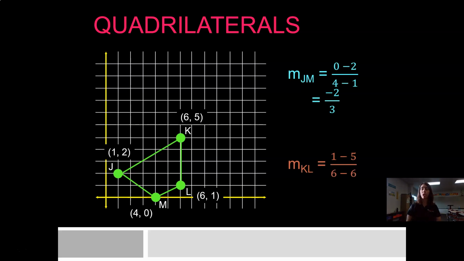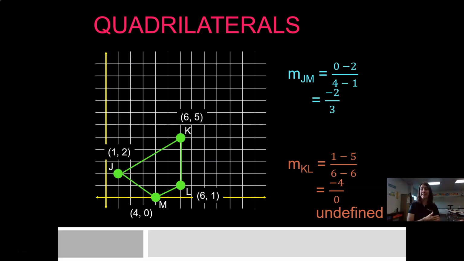Well, now let's check the slope on the right-hand side of the picture. Again, I went from bottom to top as I filled in my numbers. The y's that I have are 1 and 5, and the x's that I have are 6 and 6. When I subtract, I have negative 4 over 0. Well, that's odd because I'm not supposed to have a 0 in the denominator in math. That was called our undefined fraction. Well, is an undefined slope the same thing as a negative 2 over 3? It is not.